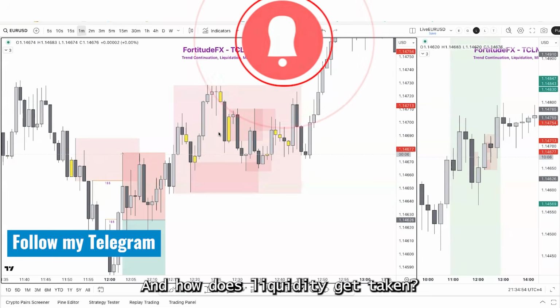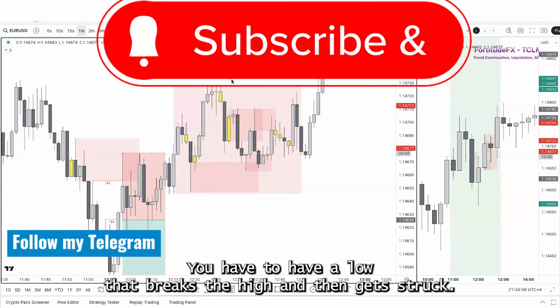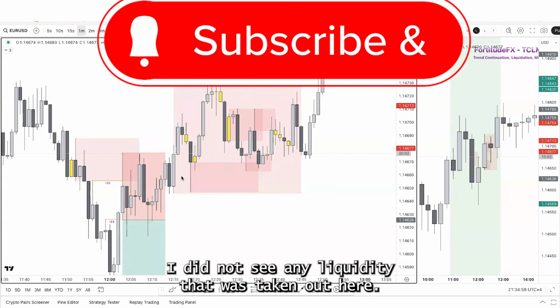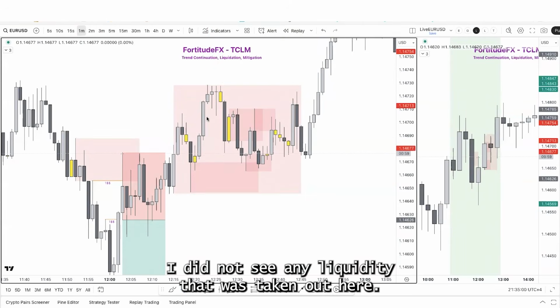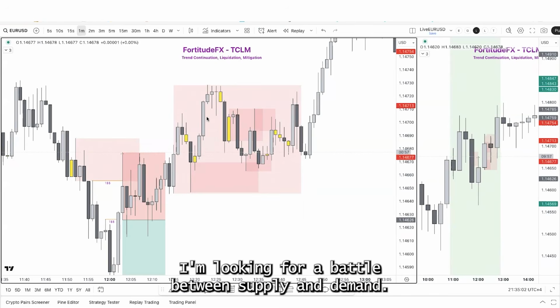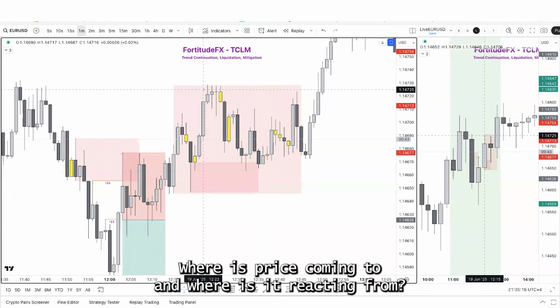And how does liquidity get taken? You have to have a low that breaks a high and then gets swept. I did not see any liquidity that was taken out here. So the next thing, what am I looking for? I'm looking for a battle between supply and demand. My first reaction was what? Where is price coming to and where is it reacting from, right?